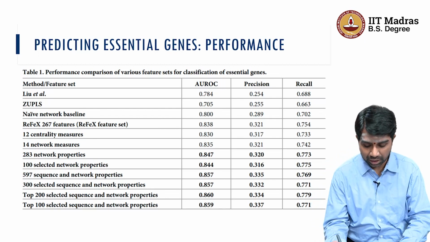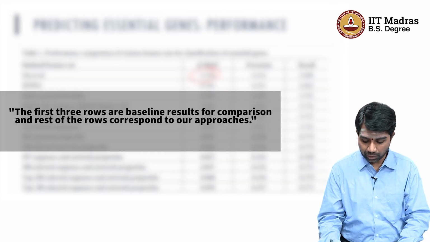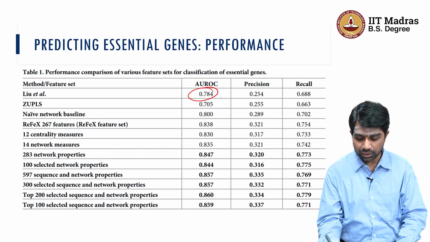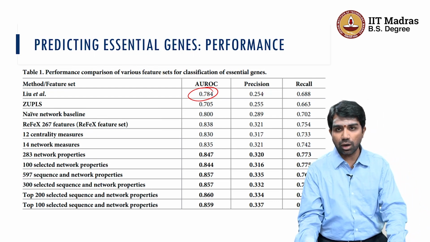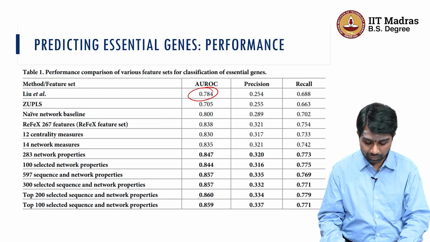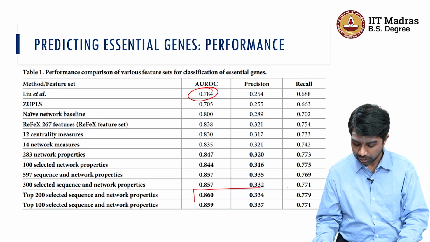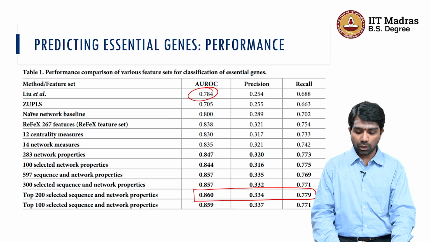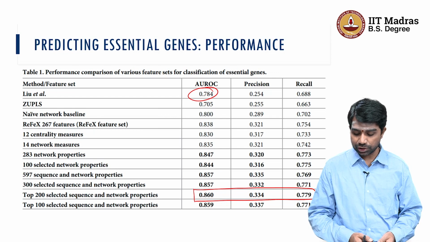Liu et al. was a classic paper that was published a few years before our work, and you see that all of our approaches actually outperformed it significantly, in terms of all the metrics, right? Either if you look at AUROC or the precision or recall, and you see that some of our approaches were really strong. And when we looked at the top 200 odd network structure features, we got a fairly good performance, right. So, almost an 86% AUROC and a fairly good precision and recall.